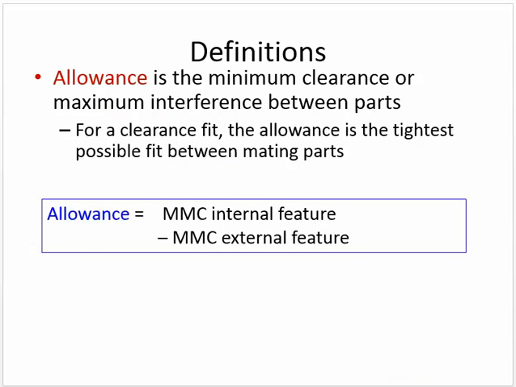So how do we calculate the allowance? All right, the allowance. Well, allowance is the minimum clearance or maximum interference between parts. For a clearance fit, the allowance is the tightest possible fit between mating parts. Allowance, we take the MMC of the internal minus the MMC of the external. So it's internal minus external.